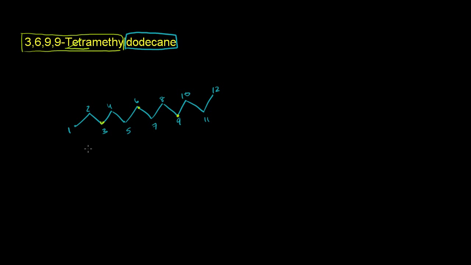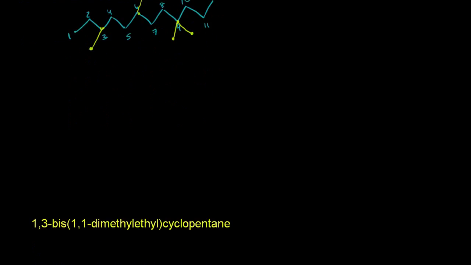So we have 1 methyl group at 3, and then that is bonded with the 3rd carbon on the dodecane chain. We have 1 at 6, bonded to the 6th carbon on the dodecane chain. And then we have 2 at 9. So we have 1 at 9, and then we have another 1 at 9, bonded to the 9 carbon on the dodecane chain. And we're done. That's it. That's 3,6,9,9 tetramethyl dodecane. Let's do another one.